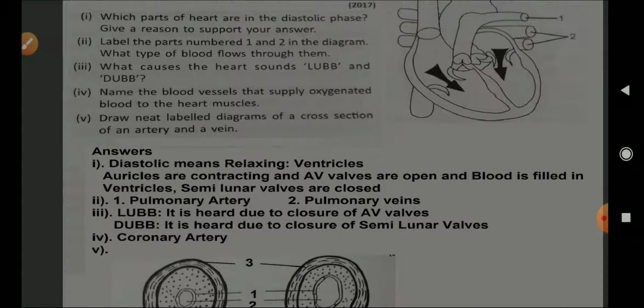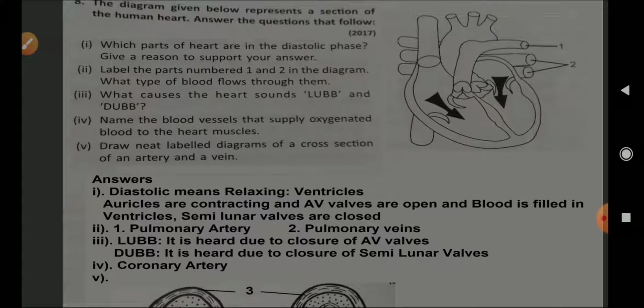Just going through it. Diastolic, the meaning of diastole means relaxing. So which part of the heart is relaxing? Ventricles. How do you know? Because the valves are open and the auricles are supplying blood to the ventricles, so the ventricles have to relax. The phase is auricular systole, or you can say ventricular diastole. Number 1 is pulmonary artery and number 2 is pulmonary veins.